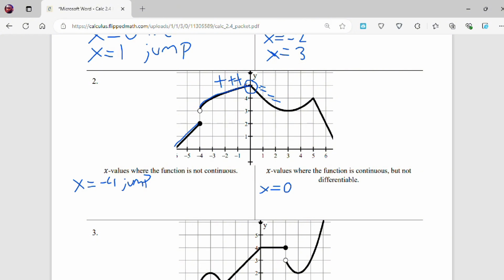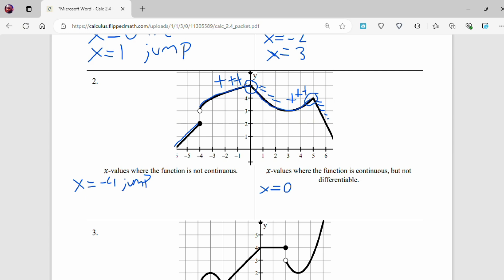If we move on, everything's good and differentiable, and oh wait, we get to another corner here. So again, positive slope, then negative.